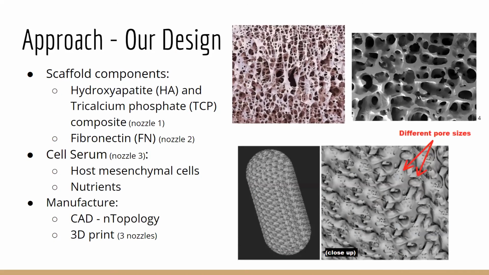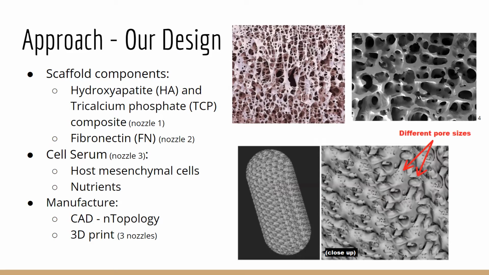The image above shows a SEM of human bone tissue. Our group made the scaffold as similar as possible with different pore sizes using topology. Our scaffold will then be 3D printed using a composite of HA, TCP, FN coating, and the cell serum simultaneously. Using 3 different nozzles, it avoids defects and flaws.